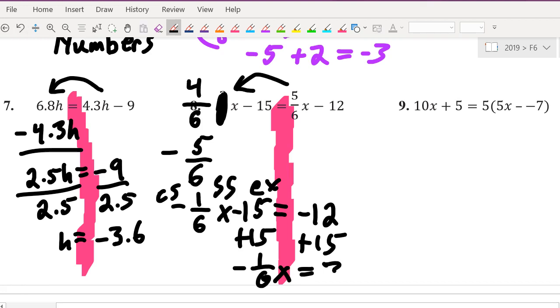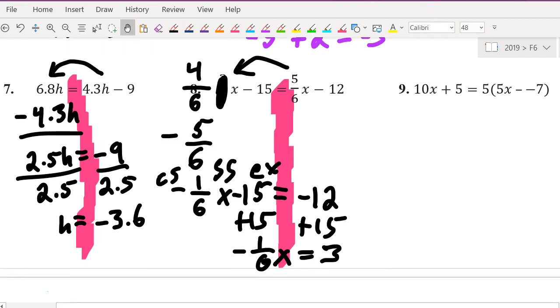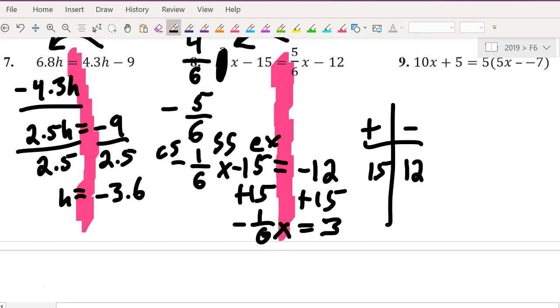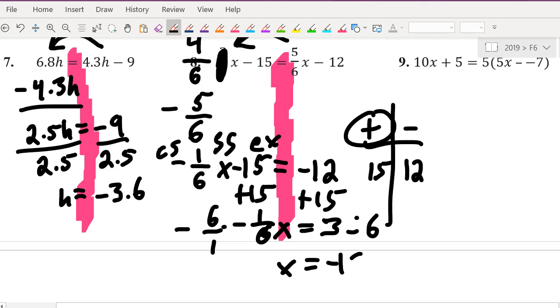Careful of your negatives. As a matter of fact, even though I don't need to do it for the YouTube, I'm going to show you that I'm going to do it. Alright, 15 and negative 12 is positive 3. Good guys win. Alright, now since this is 1/6, we want to multiply it times the reciprocal, right, Frankie? Yeah. Good. Times negative 6. X is equal to negative 18. Yeah. And I'm not going to check it right now because I don't want to spend too much time on the YouTube video. But yes, that is correct.